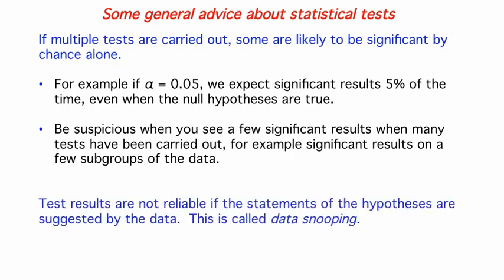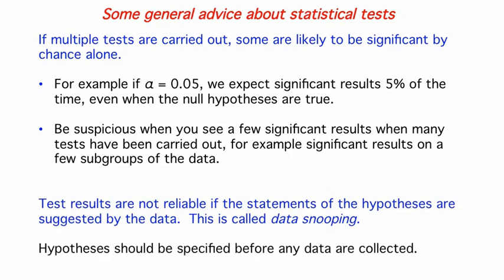Related to this is the concept of data snooping. Here's what you shouldn't do. Take a look at your data, notice 2 groups differ, and then say, I think I'll carry out a hypothesis test to see if they do differ. Such a test is much more likely to be significant than if you were guided by a scientific question rather than the data. The primary hypotheses to be investigated should be specified before any data are collected, not suggested by the data, because otherwise the p-value isn't meaningful.